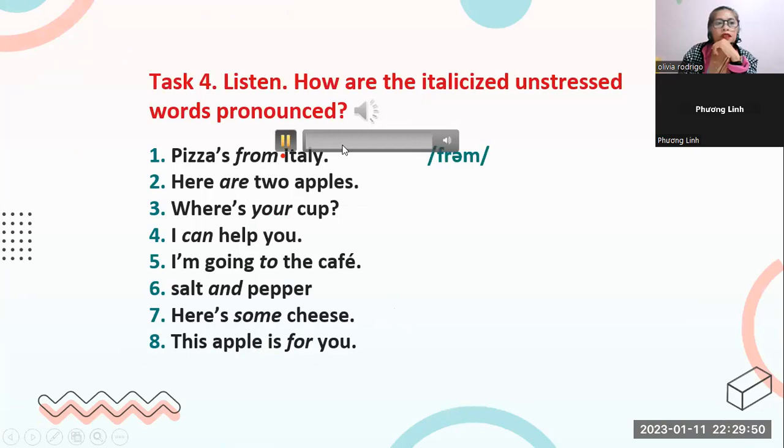Lesson 4C. Example. Exercise 4. From. 1. Pizzas from Italy. 2. Here are two apples. 3. Where's your cup? 4. I can help you. 5. I'm going to the cafe. 6. Salt and pepper. 7. Here's some cheese. 8. This apple is for you.